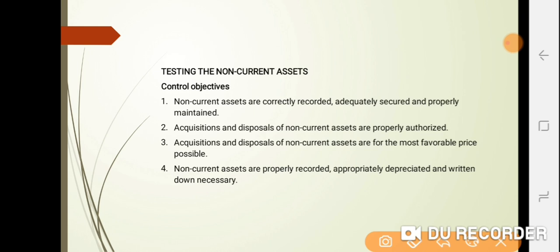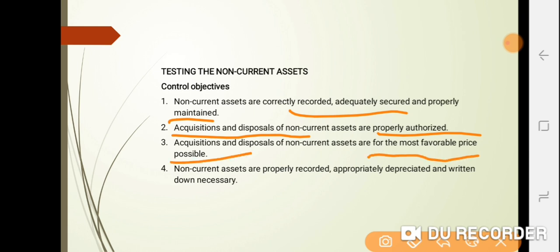Try to understand this. For non-current assets, there are certain control objectives. Non-current assets are correctly recorded, adequately secured and properly maintained. Then acquisition and disposal of non-current assets are properly authorized. Then acquisition and disposal of non-current assets are for the most favorable price possible. This is the control objectives.